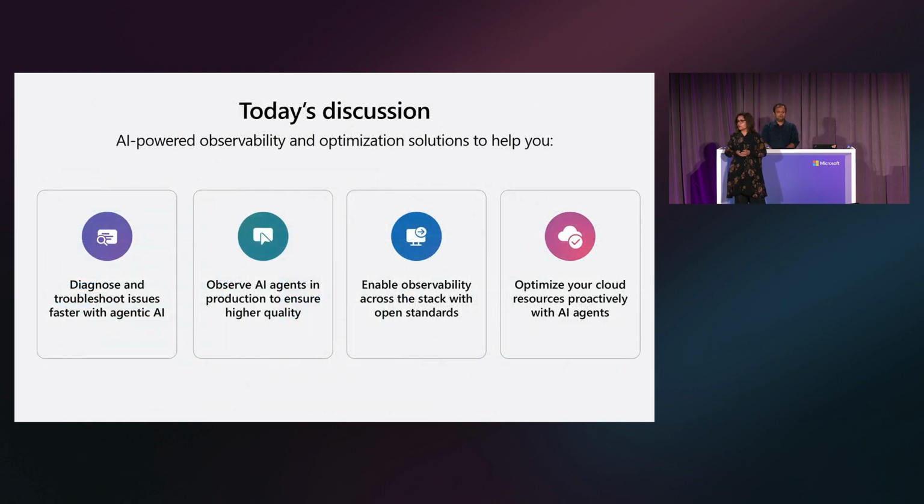So these are the 4 topics that we're going to cover today. We're going to talk about how we're going to troubleshoot issues faster with agentic AI. We're going to show you how to observe agents in production. We're going to enable full stack observability troubleshooting with open standards, primarily OpenTelemetry, and how you optimize your cloud resources with agents.